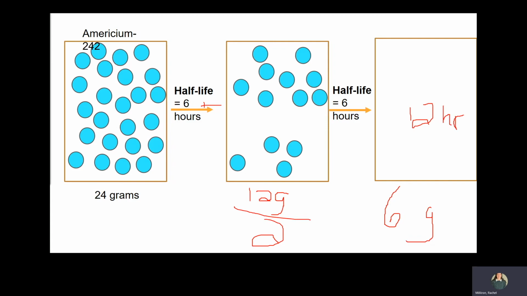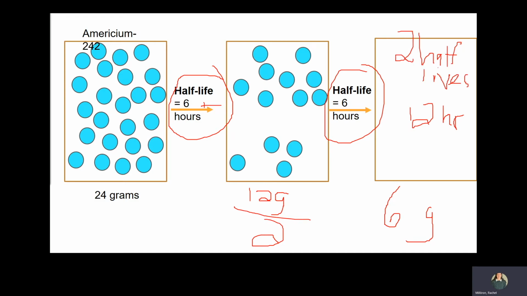After 12 hours, that 24 grams will break down into 6 grams. How many half-lives have passed? And we can count that: 1 half-life, 2 half-lives. So 2 half-lives have passed, or 12 hours, and that isotope breaks down from 24 grams to 6 grams.